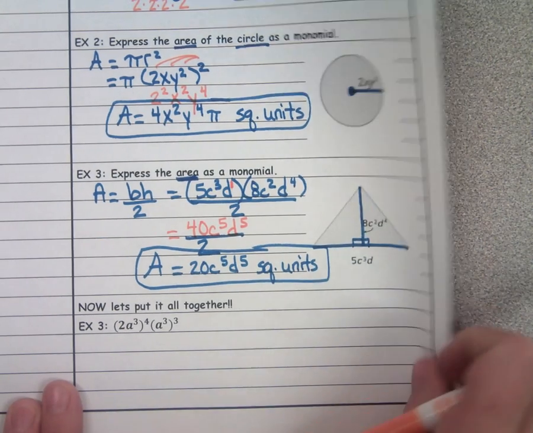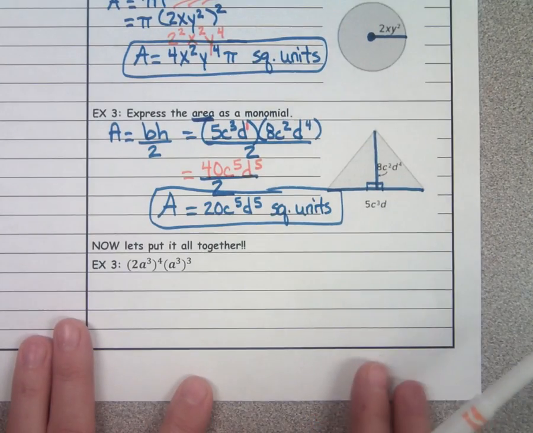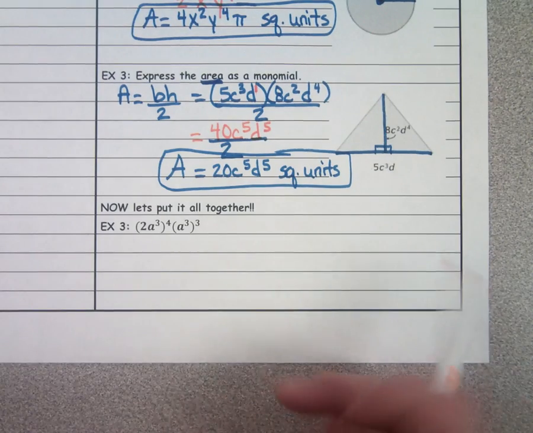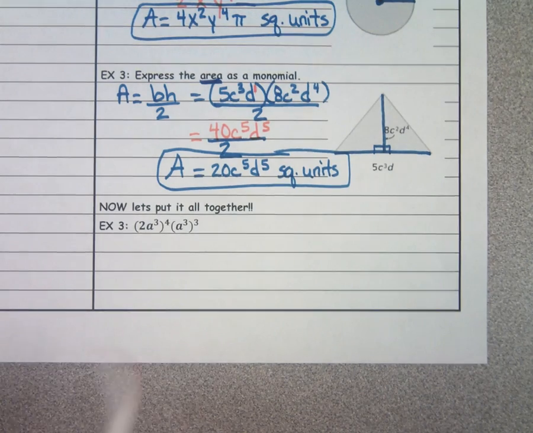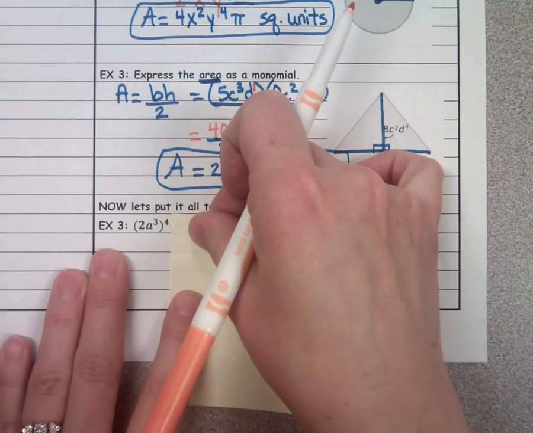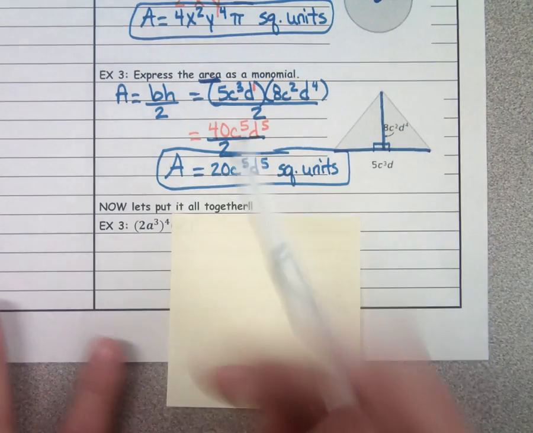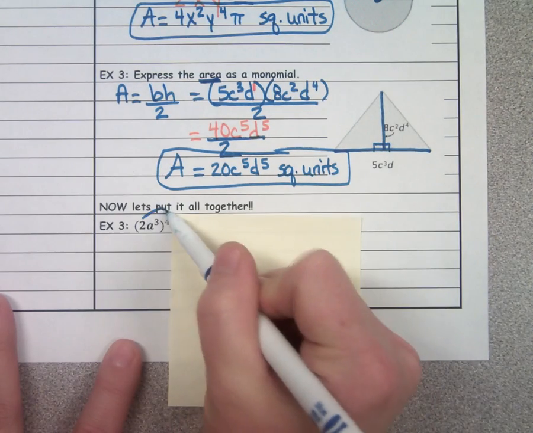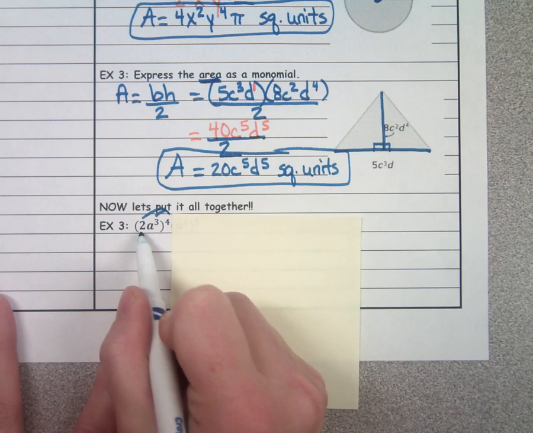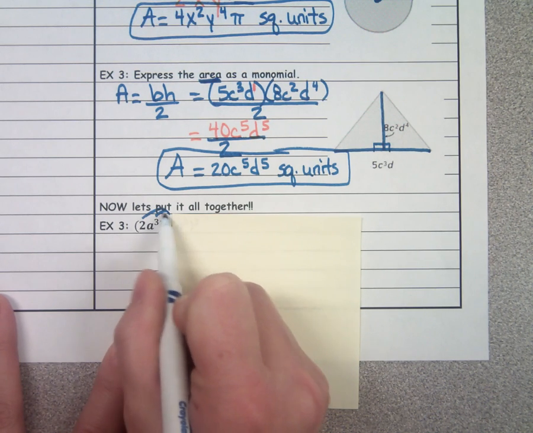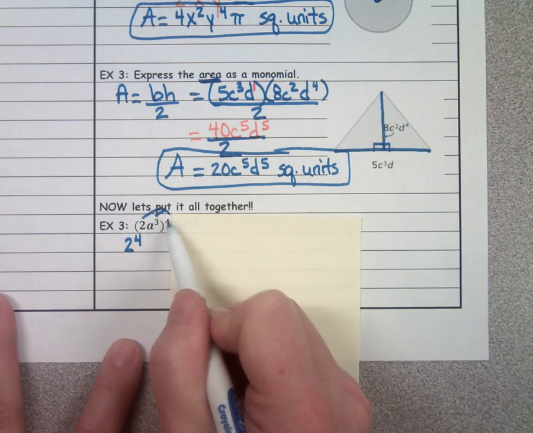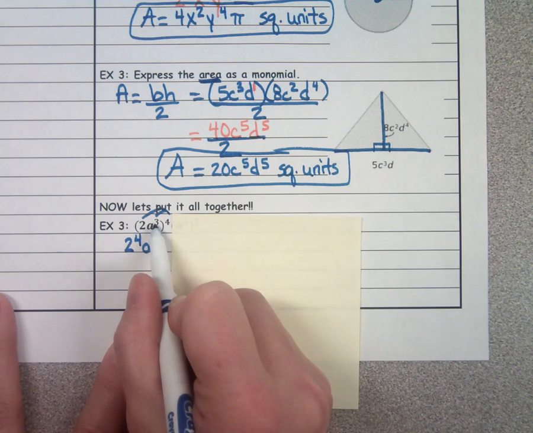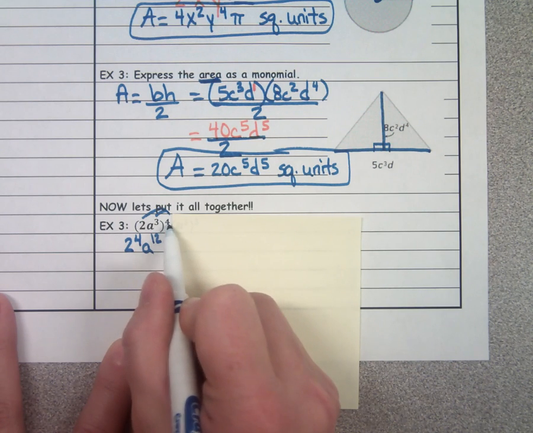Okay, let's put everything together that we've learned. All right, if you see something with an outside exponent, we're going to have to take care of that. So let's first just clean this up. Remember, a product, everything gets raised to that outside exponent. Even the coefficient, people love to forget about him, but this 2 gets raised to the 4th, and a gets raised to the 12th. Exponent to exponent, you multiply the exponents.